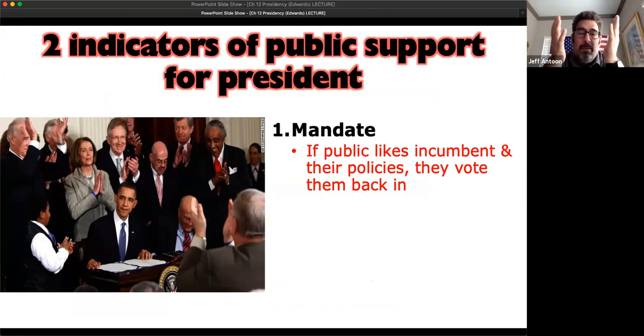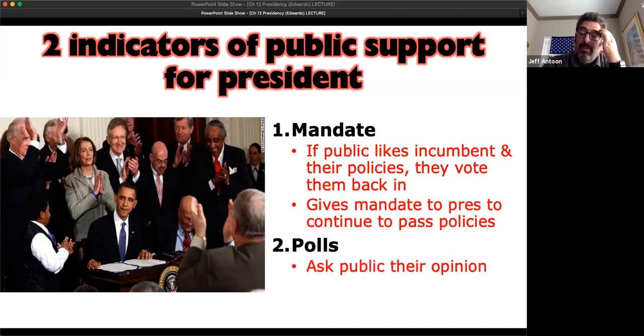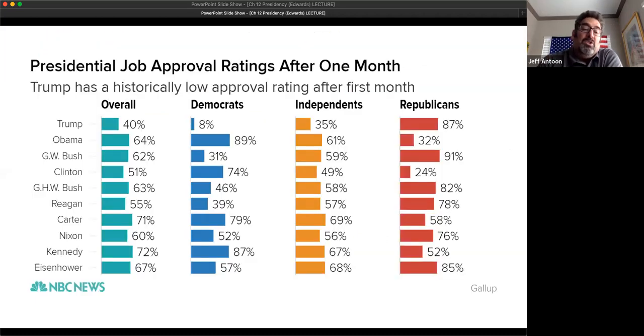So again, the mandate, because he won the election, he has a mandate to run this country, whether you like it or not. Okay, and he gives that mandate to continue to pass those policies. And then polling. We ask the public their opinion, and then we get responses. So presidential job approval rating after 1 month. Overall, Trump, one of the worst ones in recent memory, if not all time.